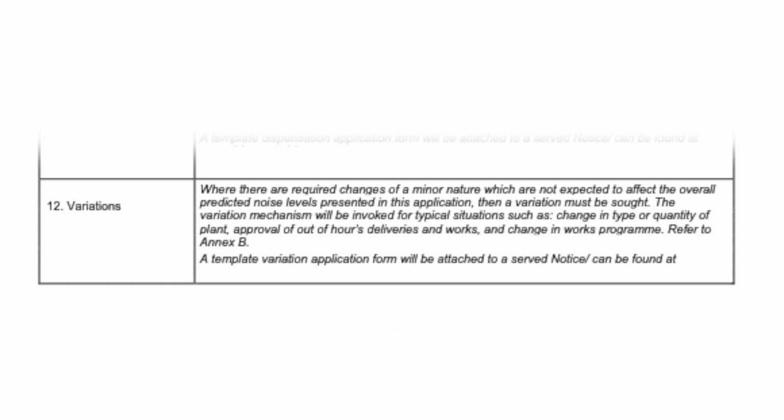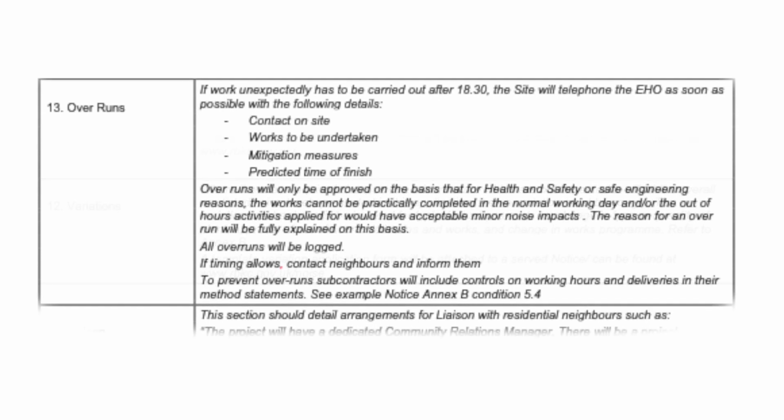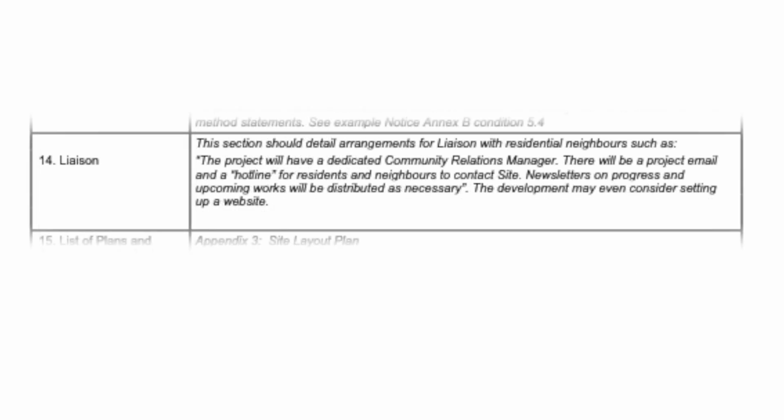An example of this might be a change in the type or quantity of plant, or a small change in the program. A procedure for dealing with overruns should be agreed with the local authority in advance, and for significant projects, a community liaison manager may also be required.